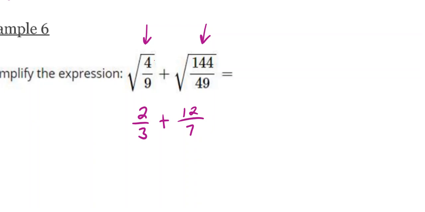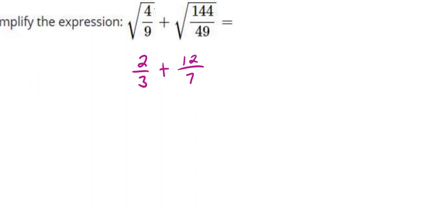Okay, good. So I started asking myself, what numbers do 3 and 7 both go into? 21, right? That's it. So what I do is I say, I know that I want this to be something over 21. So this is going to be something over 21 plus something over 21. I want to turn that 3 into a 21, and I want to turn that 7 into a 21.